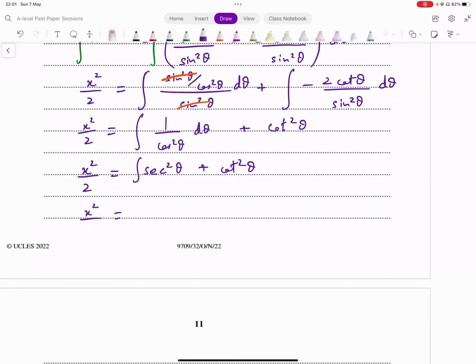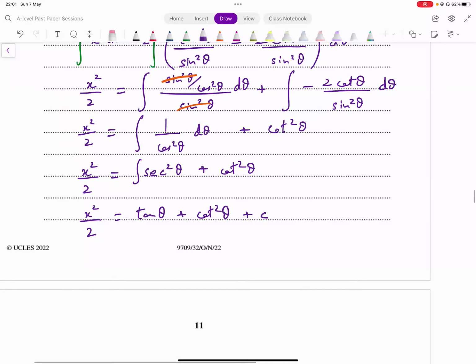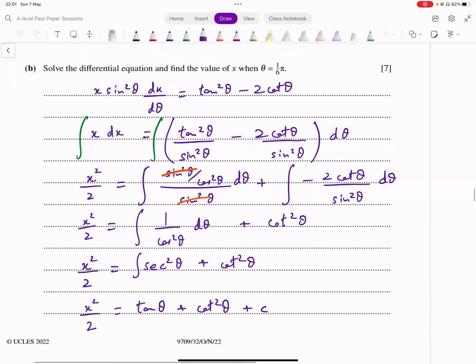Right? Tan का derivative is secant square, right? So secant square का integral क्या आएगा? That's going to be tan. So you have tan theta plus cot square theta plus c here like this. Make sense? ये आपके पास ये डिफरेंशियल इक्वेशन सॉल्व होगी, बट आपको c की वैल्यू फिगर आउट करनी है, फिर आपने x की वैल्यू निकालनी है जब थीटा पाई ओवर 6 है.